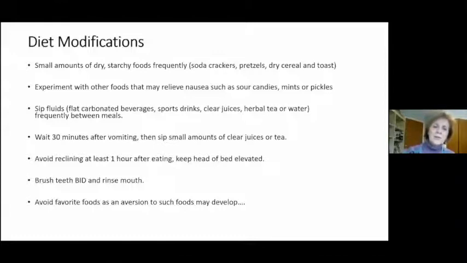Advice has been given to wait half an hour after vomiting, then start to sip small amounts. Don't lie down for an hour after eating. Keep the head of the bed elevated to reduce reflux. Make sure the teeth are clean and your mouth is rinsed. Some suggest avoiding the person's favorite foods when they're nauseated and vomiting so they don't have an aversion to them later, and that they can still enjoy their favorite foods once they're feeling better.